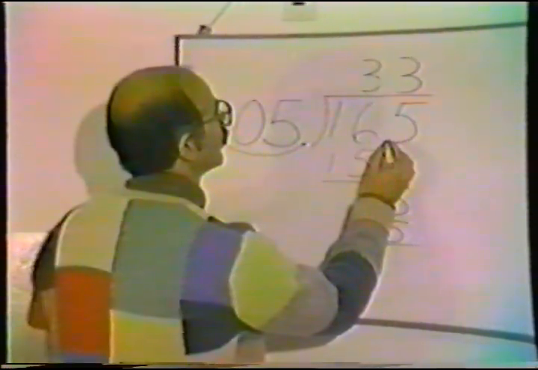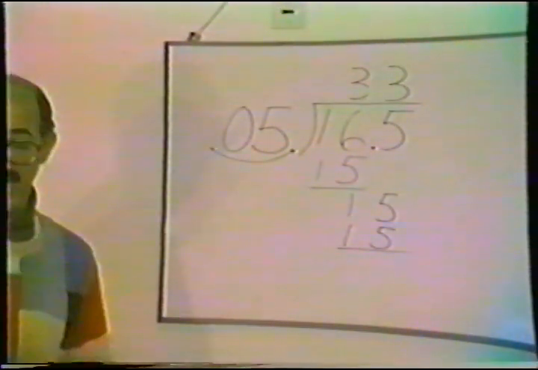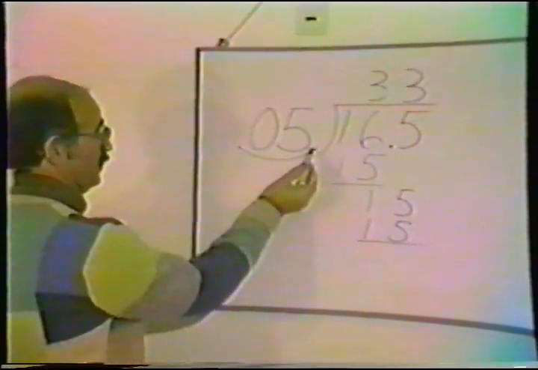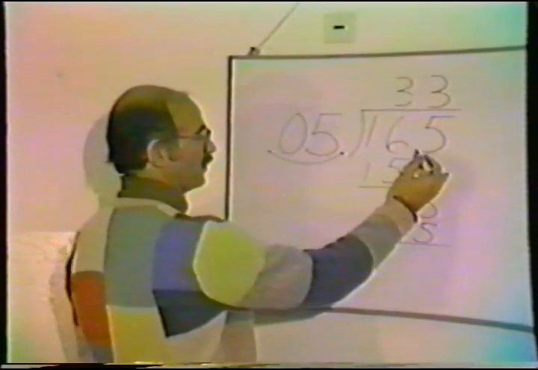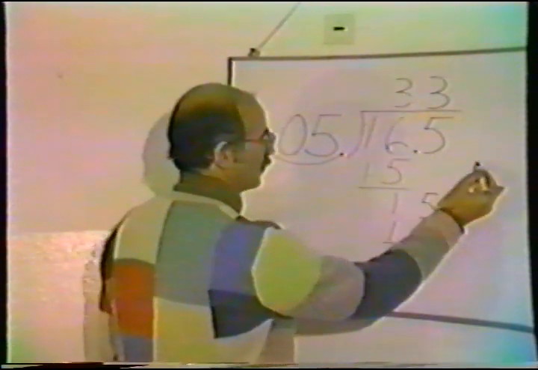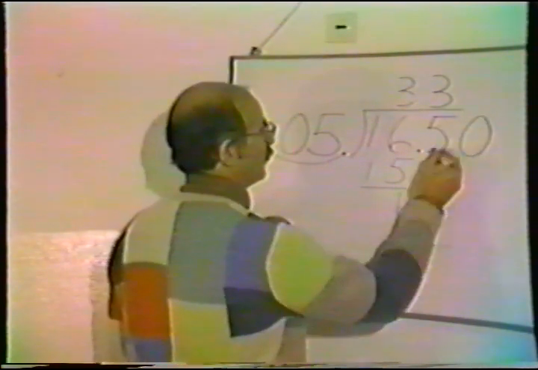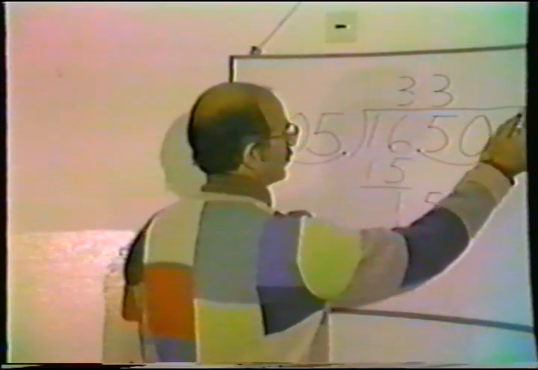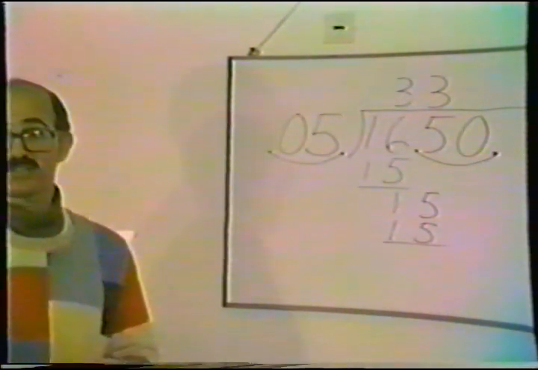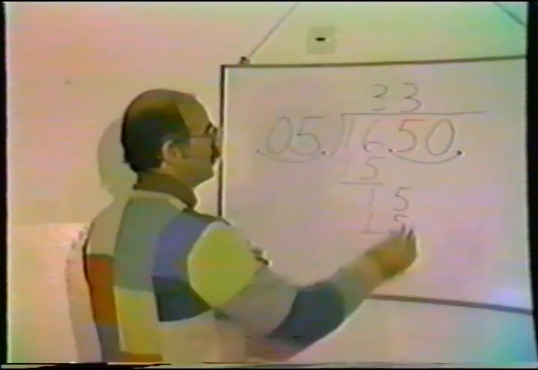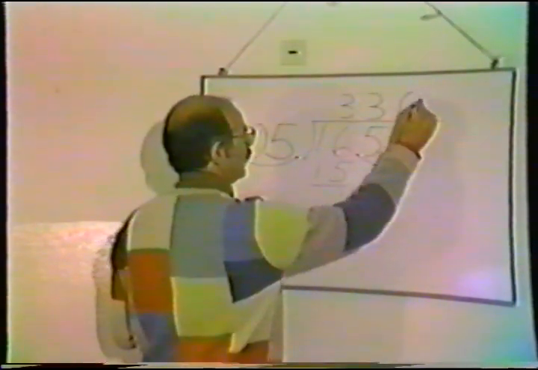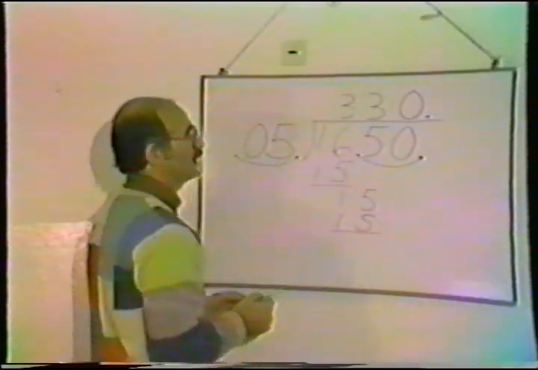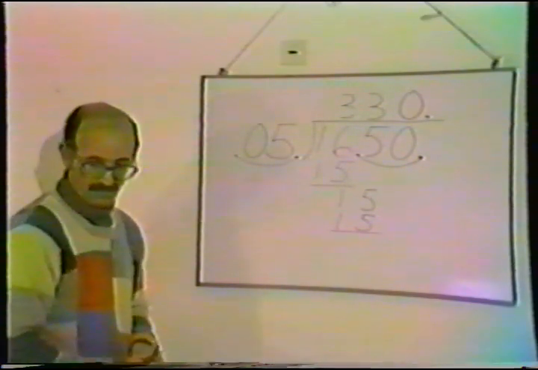Suppose the problem was like that. Now we know this one has to go 2 places to the right. So what do we do with this one? Move it 2 places to the right. And then we have to add a 0 to fill the empty space. Is it finished? No. We have to put a 0 up here to fill the empty space because the decimal point in the answer is right there.